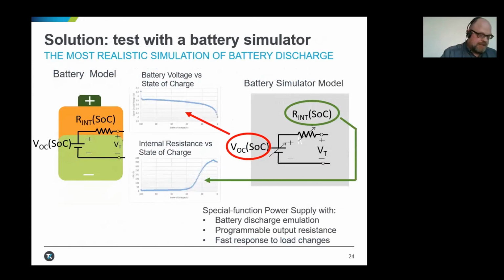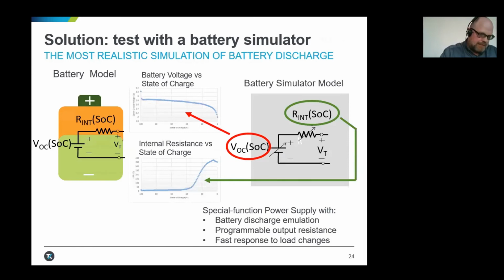A solution is a battery simulator. A battery simulator is a special function power supply that can model both a decreasing output voltage and an increasing output resistance. Thus, a battery's open circuit voltage and its internal resistance can be programmed to represent the state of a battery at any one time. The third major feature of this type of supply is its fast transient response. It enables the supply to emulate a battery's ability to respond almost instantaneously to a load current change.